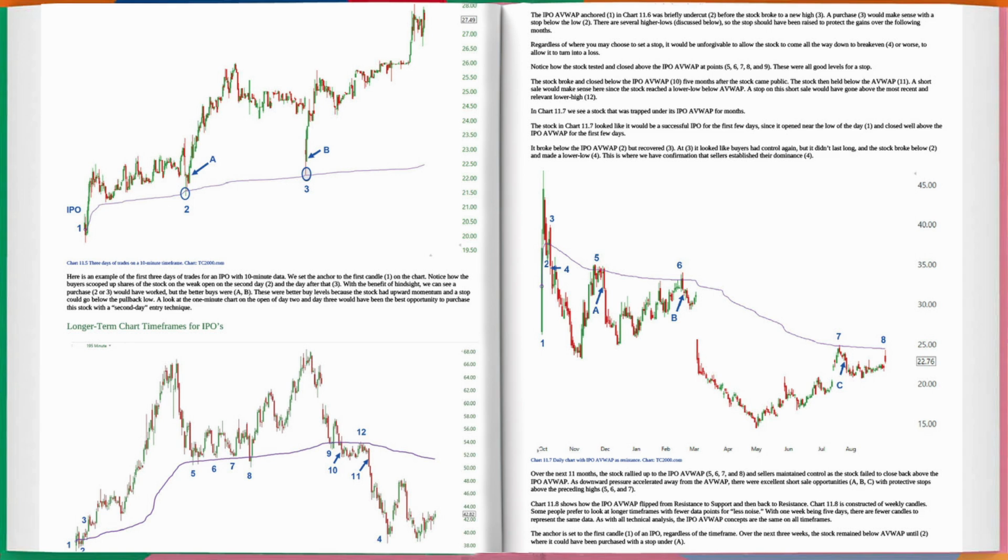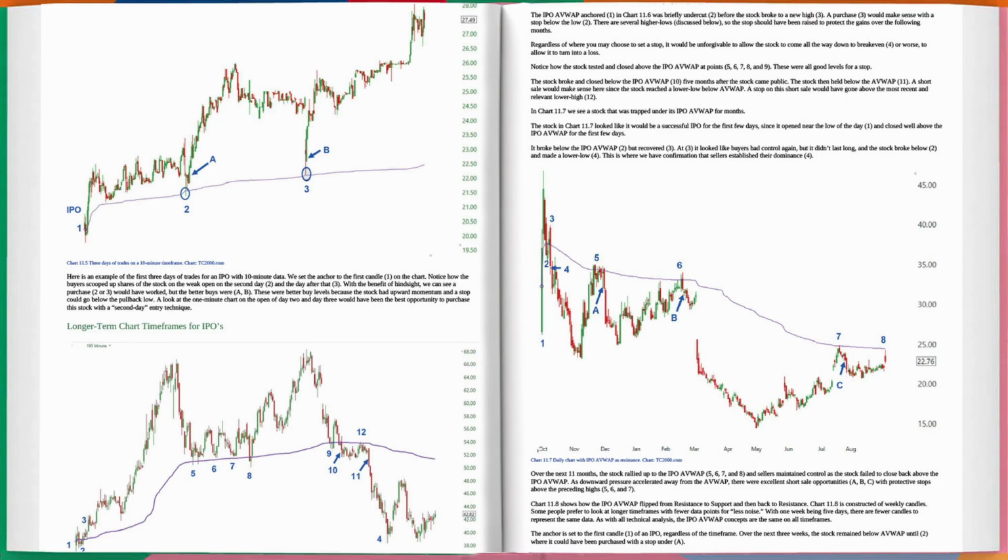With the benefit of hindsight, we can see a purchase at (2) or (3) would have worked, but the better buys were A and B. These were better buy levels because the stock had upward momentum and a stop could go below the pullback low. A look at the 1-minute chart on the open of day 2 and day 3 would have been the best opportunity to purchase this stock with a second-day entry technique.